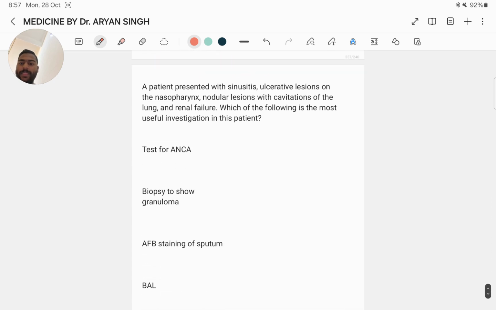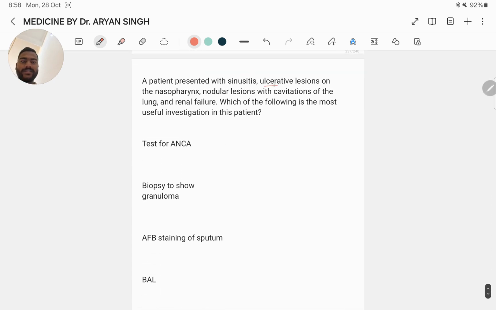Next question. A patient presented with sinusitis, ulcerative lesion on the nasopharynx, nodular lesion with cavitation of the lungs and renal failure. Which of the following is the most useful investigation in the patient? Test for ANCA, biopsy to show granuloma, AFB staining of sputum, or BAL.